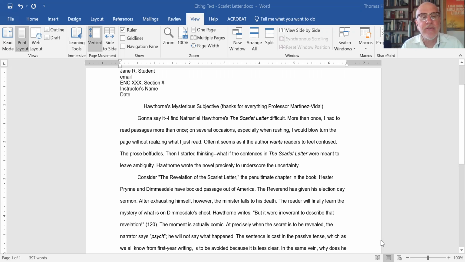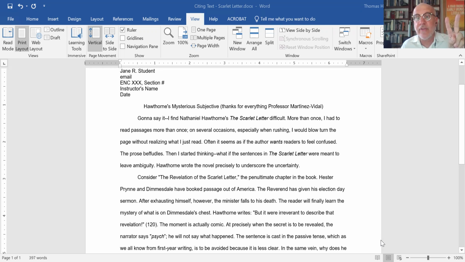So you start out with a thesis. I find Nathaniel Hawthorne's The Scarlet Letter difficult more than once. I had to read the passage and so on. I'm setting up the idea that Hawthorne's Scarlet Letter is difficult. In the second paragraph, I have a strong topic sentence that takes me from my opening into the specific. Consider the revelation of the Scarlet Letter, the penultimate chapter in the book. Hester Prynne and Dimmesdale have booked passages out of America, and so on.